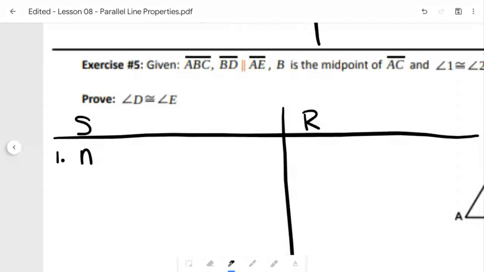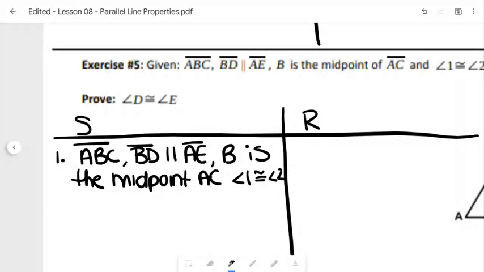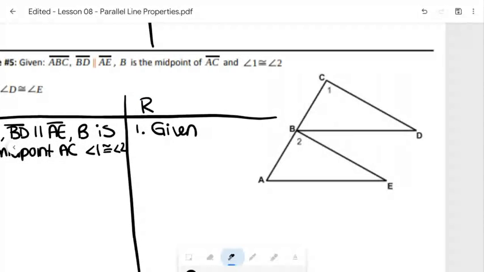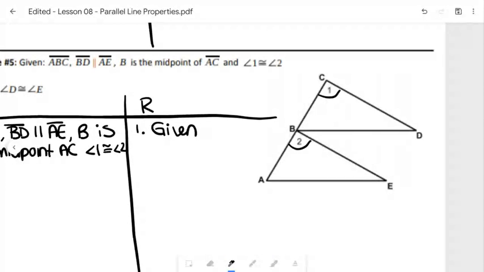So in here, I know I have a line segment ABC. We know that BD is parallel to AE. I know that B is the midpoint of AC. And we can see angle 1 is congruent to angle 2 in here also. And that's all my given information. So when I'm looking at the two triangles here, I already have 1 and 2, so they're in the triangle, so I have one pair of angles already.